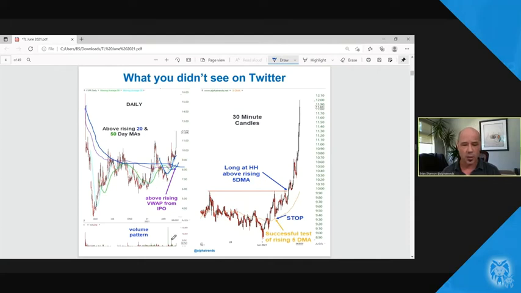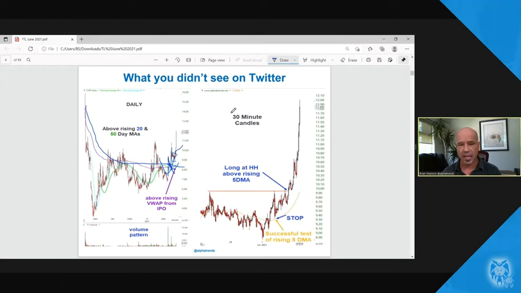And what we see also is the volume pattern. Classic what we're looking for, expansion on big volume followed by lighter volume consolidations as it absorbs those gains. So we saw the same thing right here. This was where I put the stock on and purchased it as well, stop being under here.